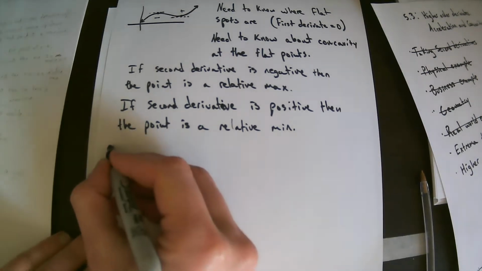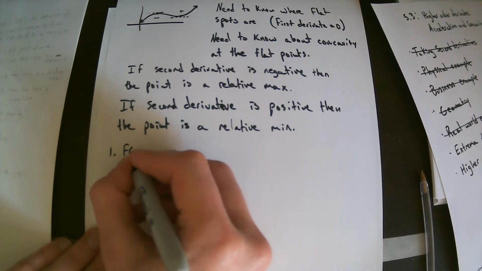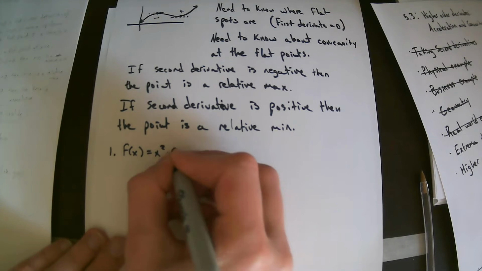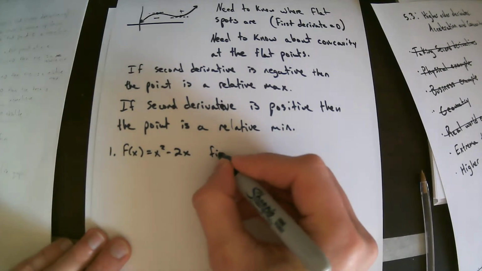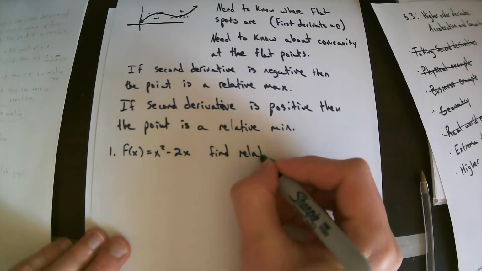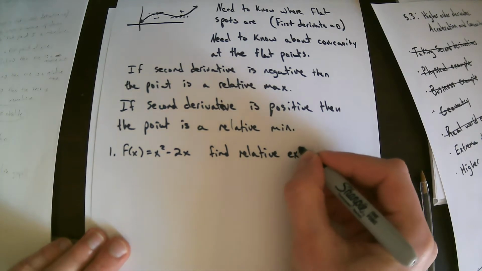Alright, number 1. Let's do some examples. F of x equals x squared minus 2x. Find relative extrema.